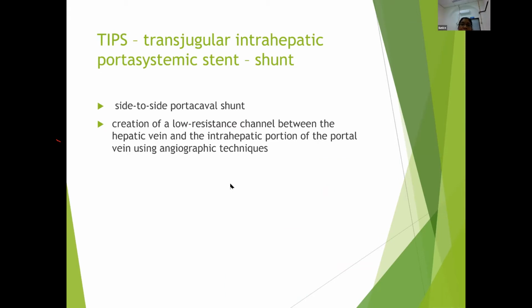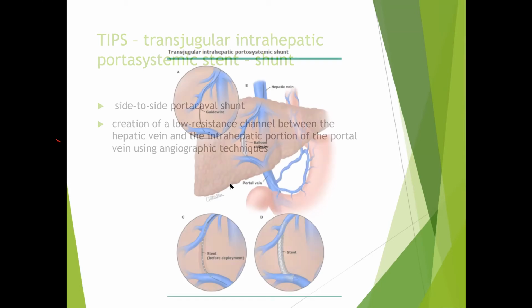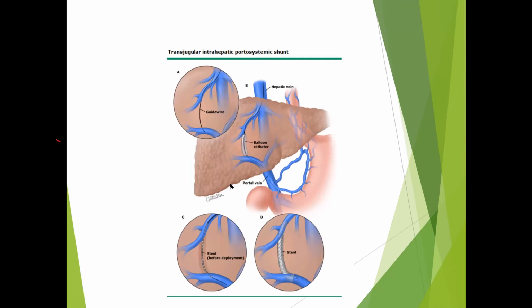TIPS is a transjugular intrahepatic portosystemic stent shunt, which is done by the interventional radiologists, where they do the side-to-side portocaval shunt. Creation of a low resistance channel between the hepatic vein and the intrahepatic portion of the portal vein using angiographic guidance. So they insert the guide wire and also the balloon catheter, from the hepatic vein to the portal vein.